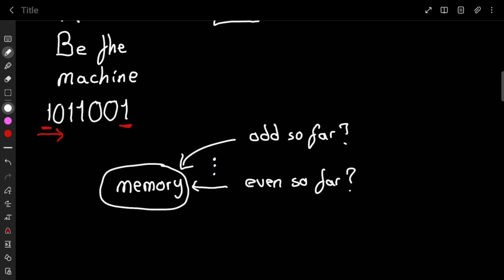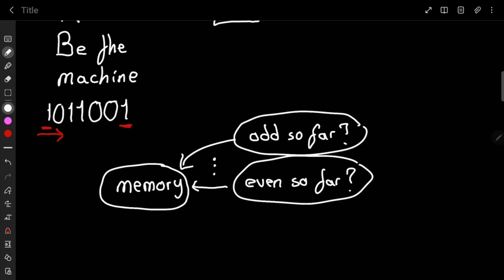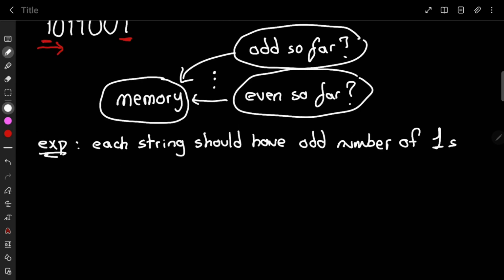First of all, we should determine each specific piece of information about the machine. For instance, if our machine is supposed to accept a string if it has an odd number of ones in it, then our string can have either an odd or even number of ones. So we have two possible states for our machine. In our example, each accepted string should have an odd number of ones.